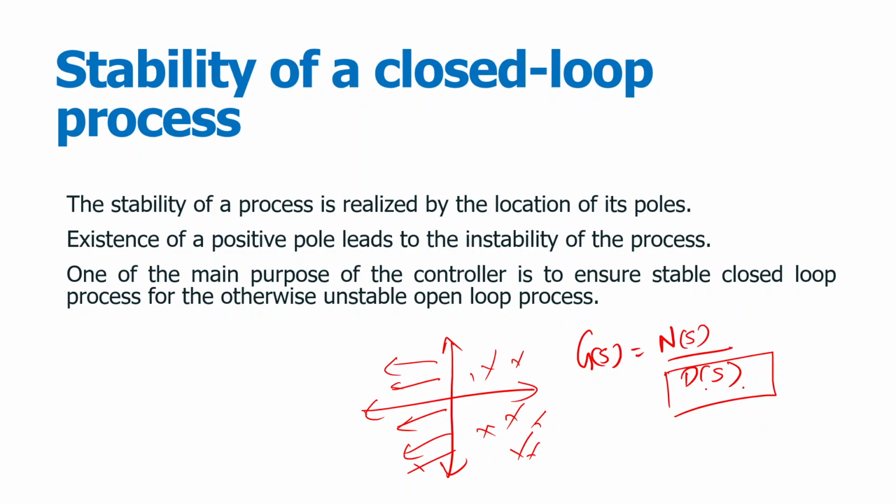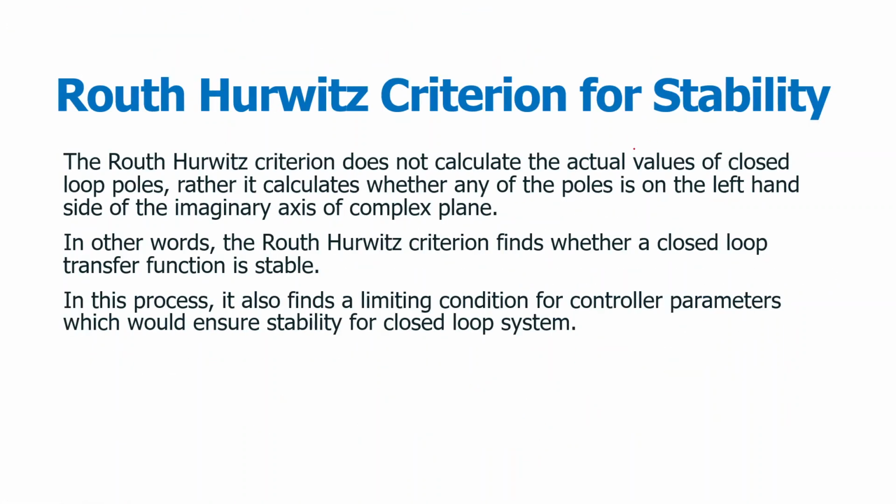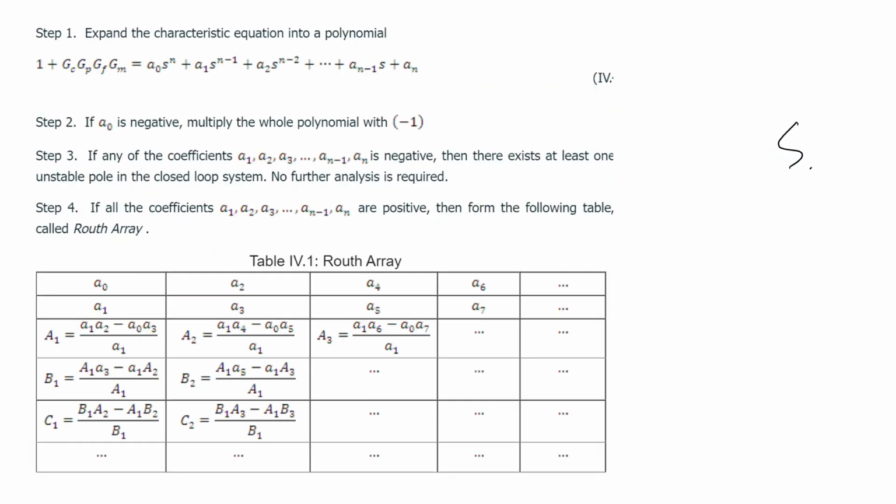Now the other approach, in which we don't need to find the roots of the denominator, is the Routh-Hurwitz criterion for stability. In this criterion, we have to write the characteristic equation as a polynomial in s, and a naught should be positive. If a naught is negative, we change it to positive by multiplying by -1. Then all of these coefficients a naught, a1, a2, a3 should be positive, and only then can we say that the system is stable.